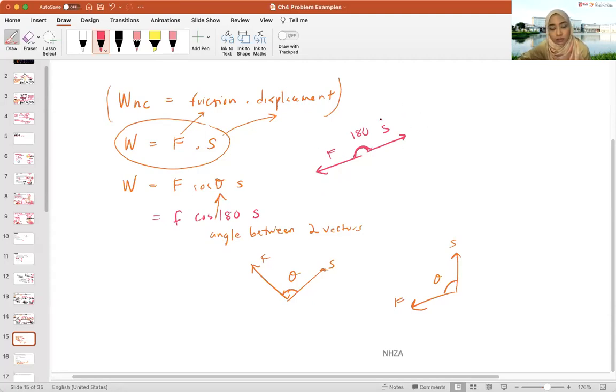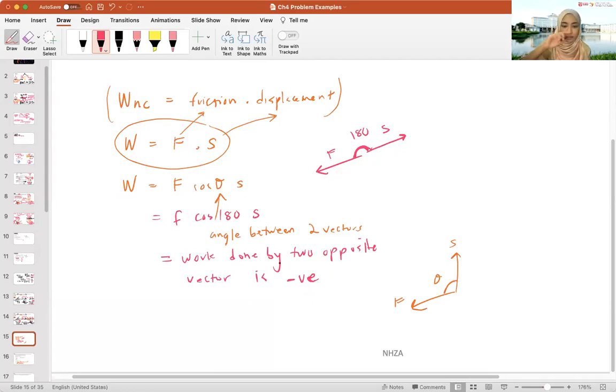If you don't like this approach, it makes you confused. You can just say the work done by two vectors that are in opposite direction is negative. Macam yang Shiki cakap tadi. Okay, work done by two opposite vectors is negative. And work done by vectors that are in the same direction is positive.